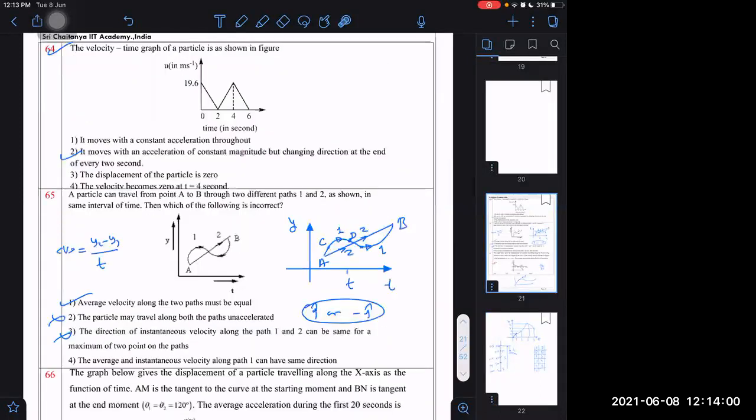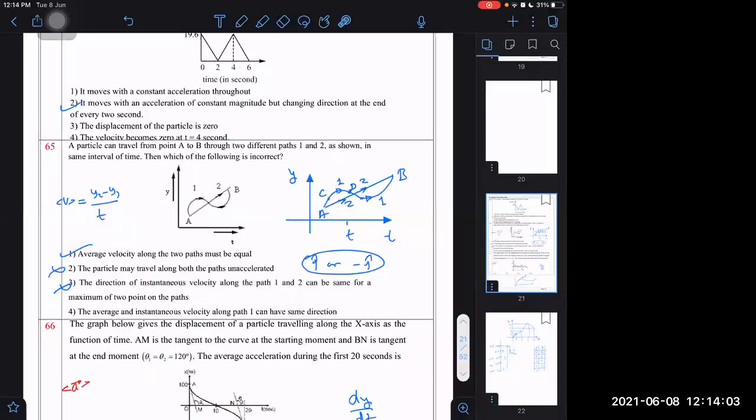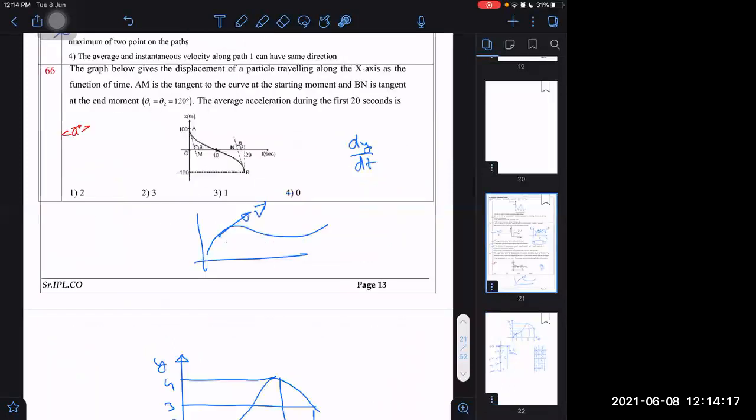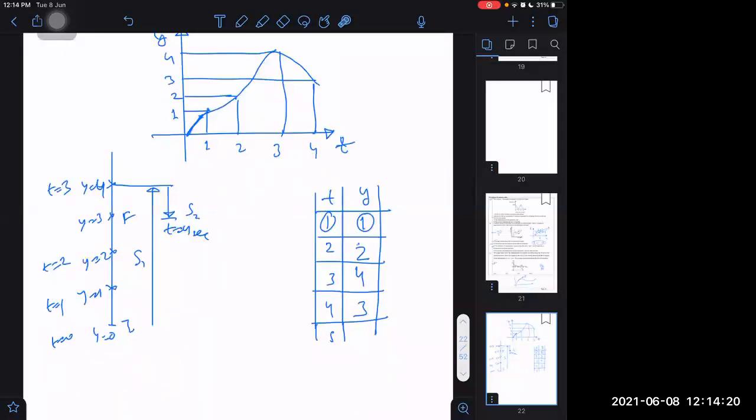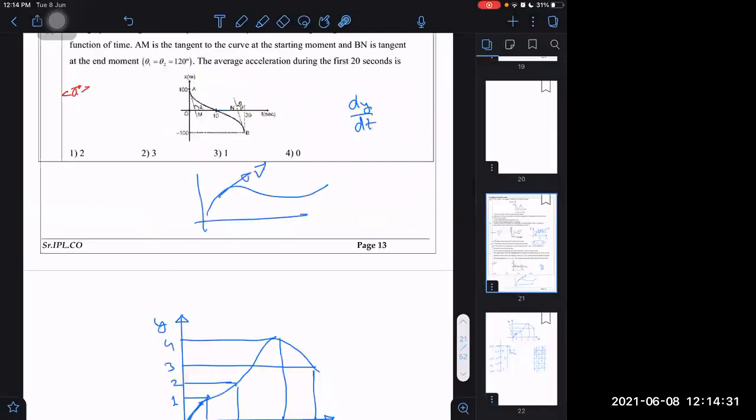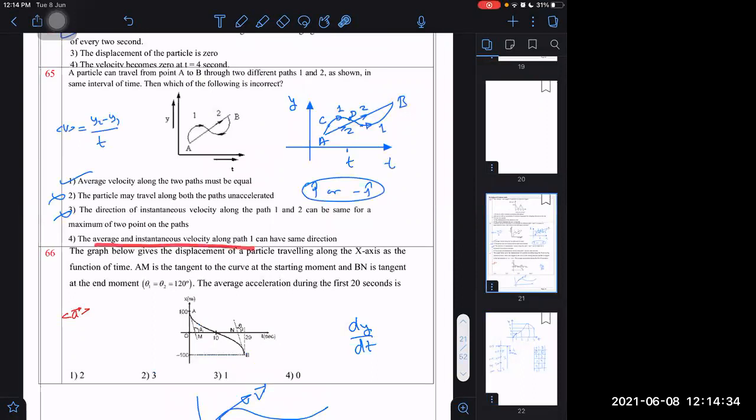So where was that question again? The direction of instantaneous velocity along the path 1 and 2 can be same for maximum of 2 points. It is completely wrong. Average and instantaneous velocity along the path 1 can have same direction. Average velocity and instantaneous velocity can be same, yes. What are the possible directions of average velocity? Average velocities can be along j cap or minus j cap, along y axis only. And instantaneous velocities are also along those two directions only. Therefore, it is possible that average and instantaneous velocity along path 1 can have same direction. It is a correct statement only.